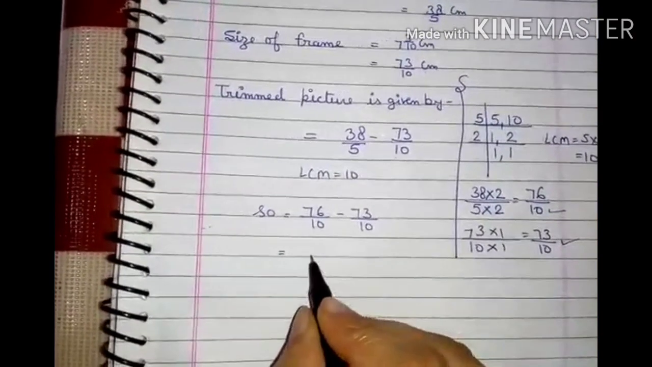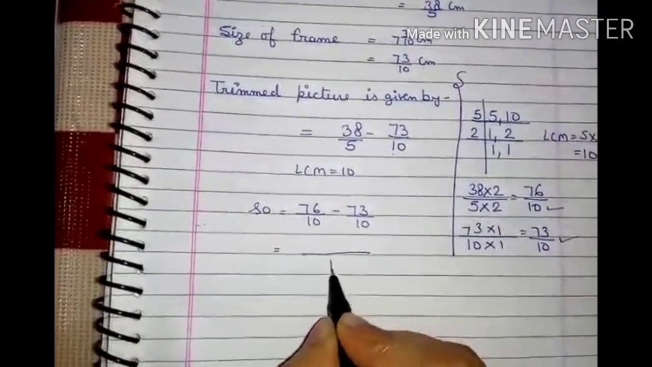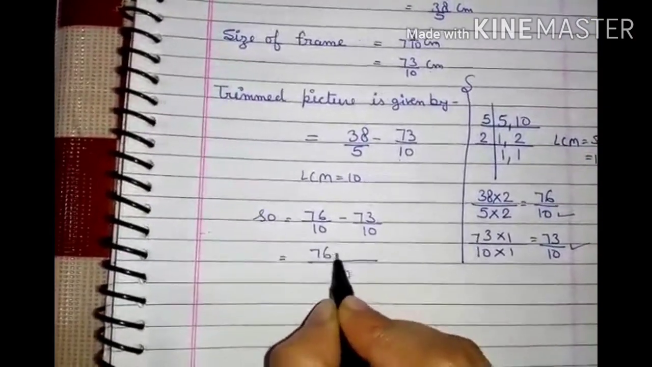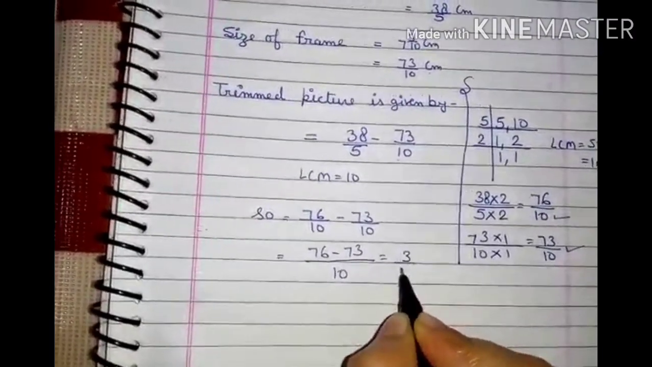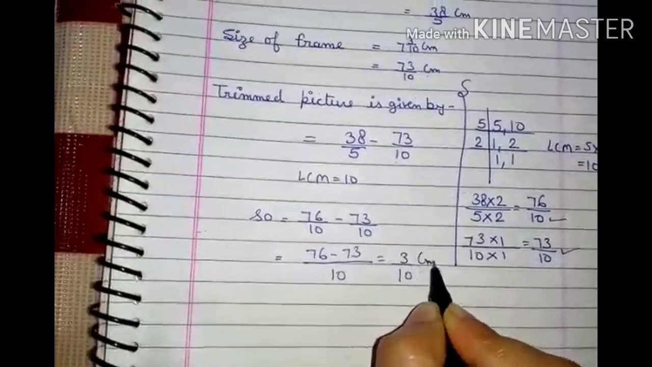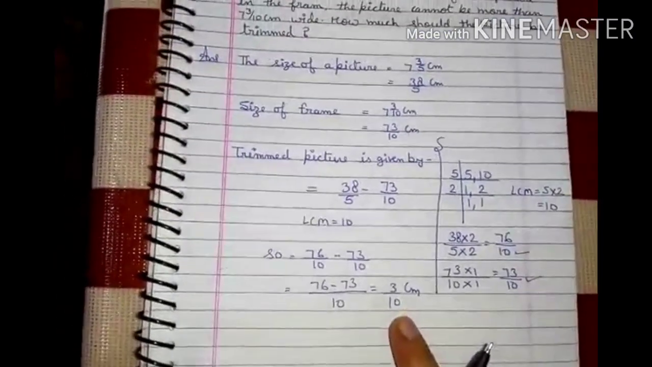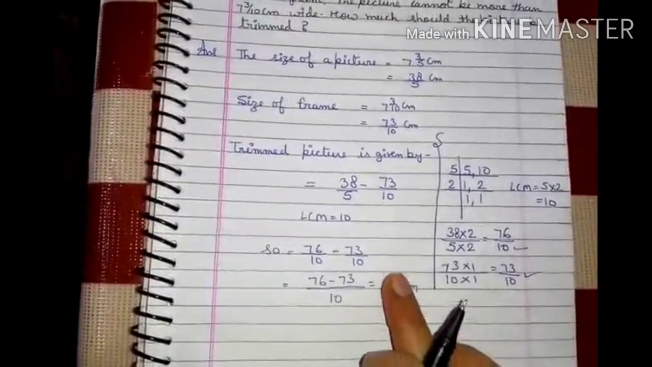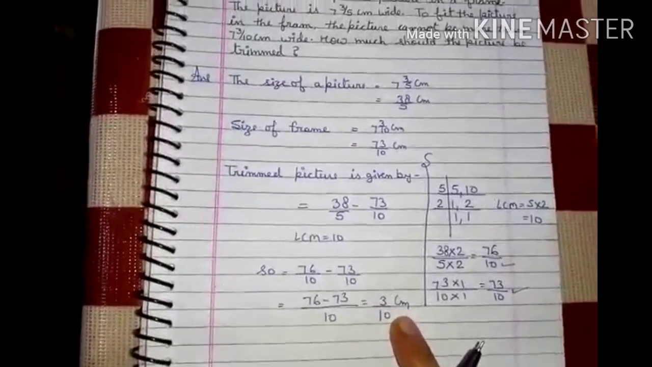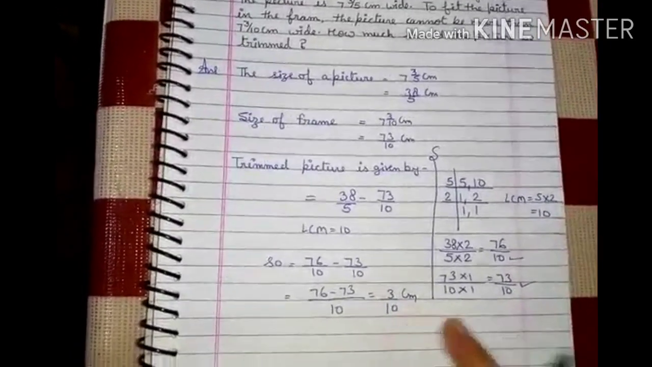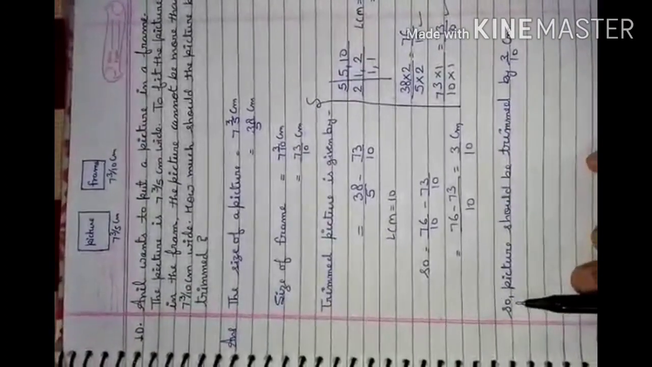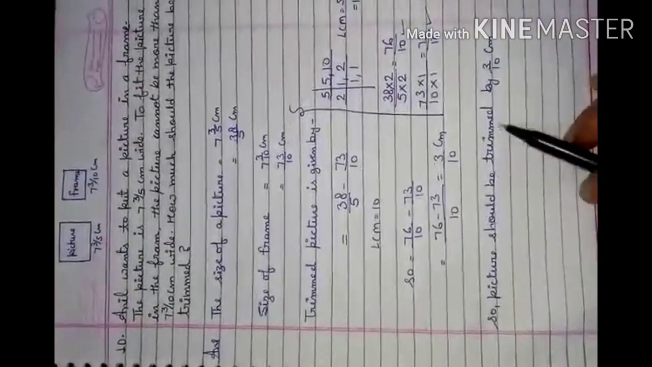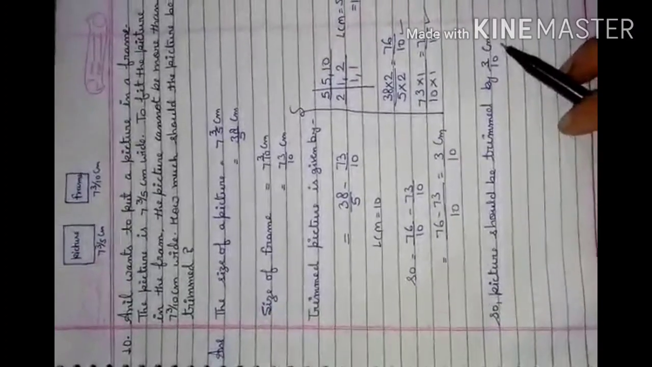Now here both denominators are the same. So here 10 will come. Now 76 minus 73. What will be your answer? 3/10 centimeter. It means you will trim the picture by 3/10 centimeter to fit in the frame. Now students, at last you can write, so the picture should be trimmed by 3/10 centimeter.